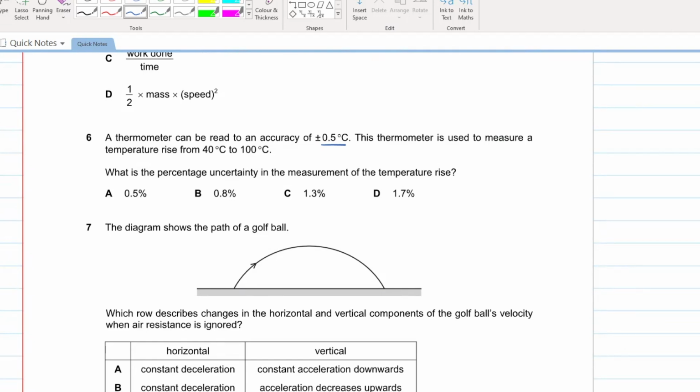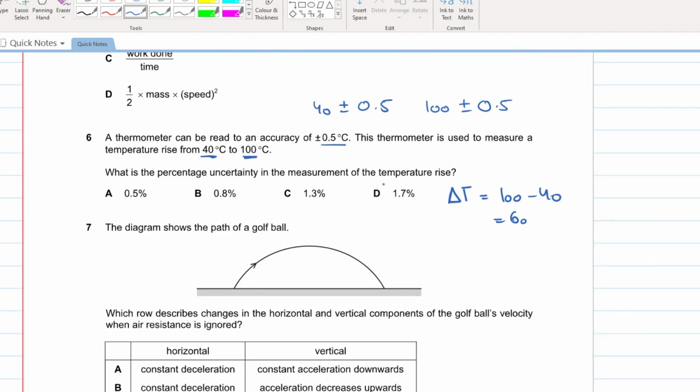You will measure the temperature at 40 degrees centigrade. At 40 degrees centigrade, you will have an uncertainty of plus minus 0.5. Then you will measure the temperature at 100 degrees centigrade. You will again have an uncertainty of plus minus 0.5 degrees centigrade. Then you will calculate the difference in temperature. 100 minus 40, the difference in temperature is 60 degrees.